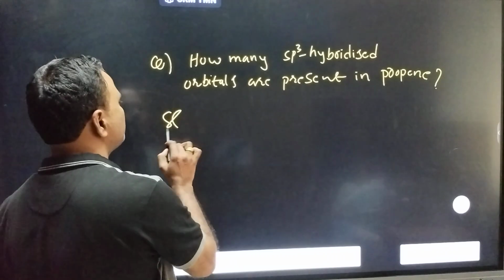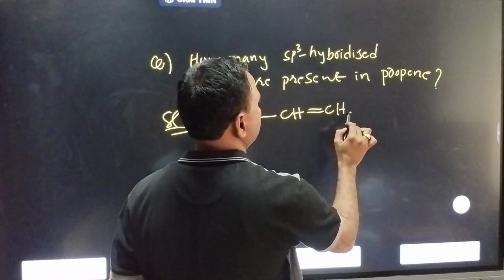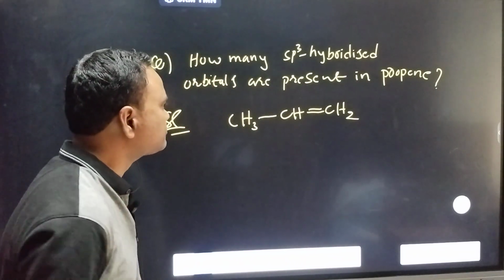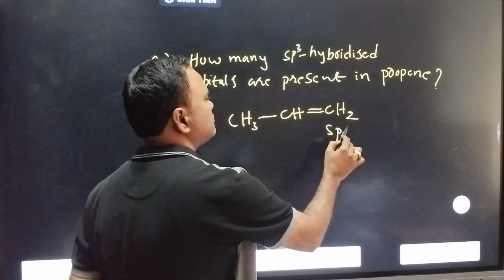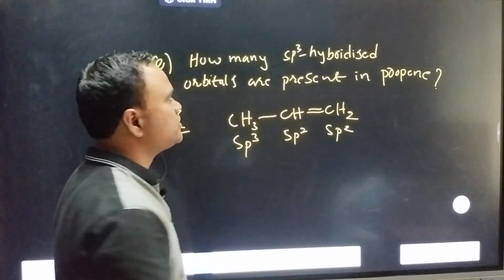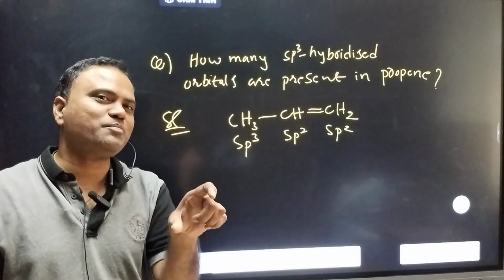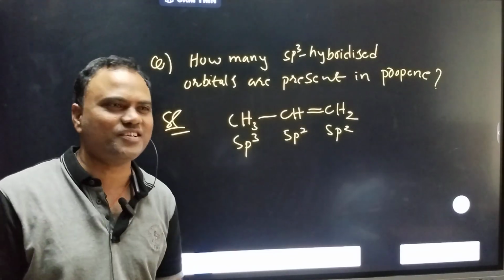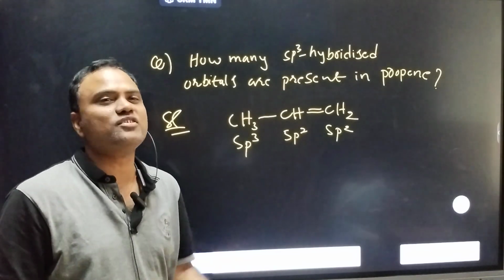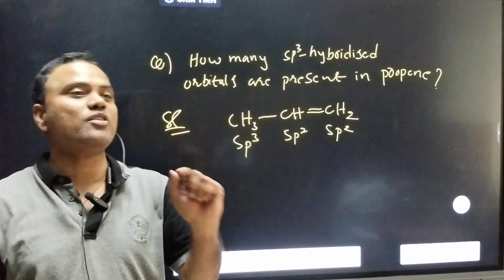Propene structure is, this is the structure of propene. This is sp2. This is also sp2. What is the question? How many sp3 hybridized orbitals? Not how many sp3 hybridized carbons. That is different.